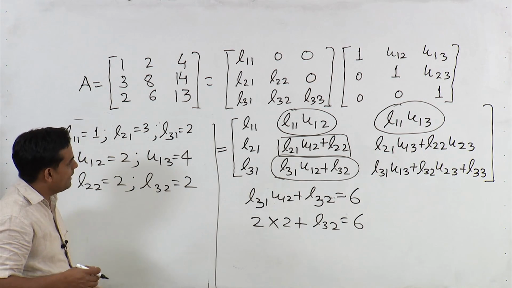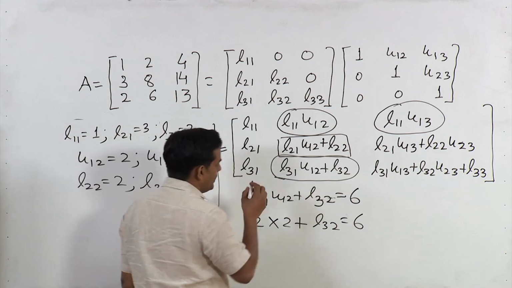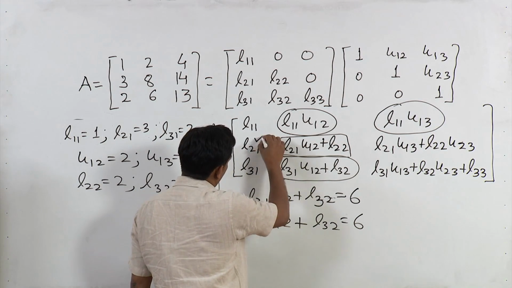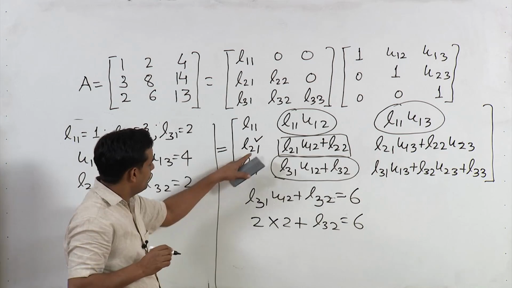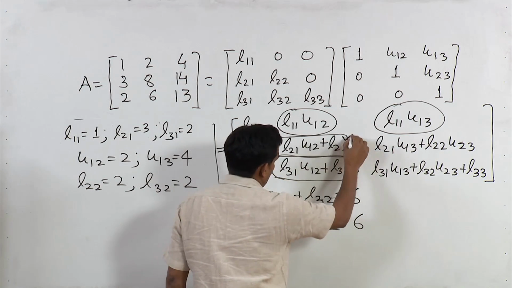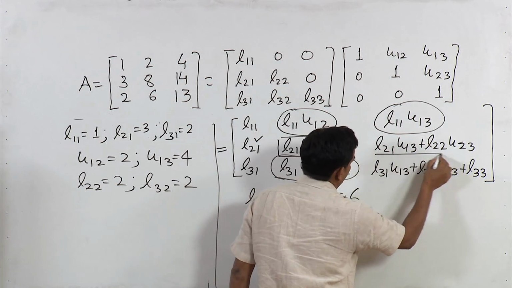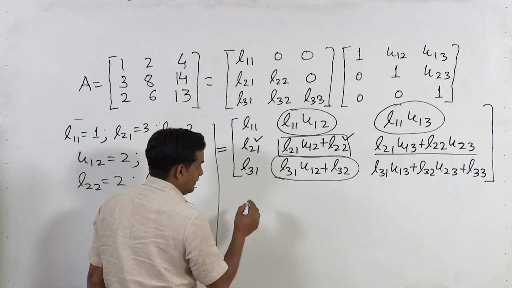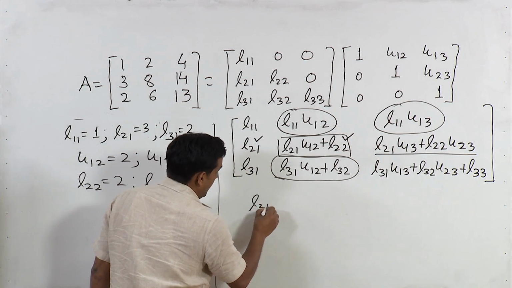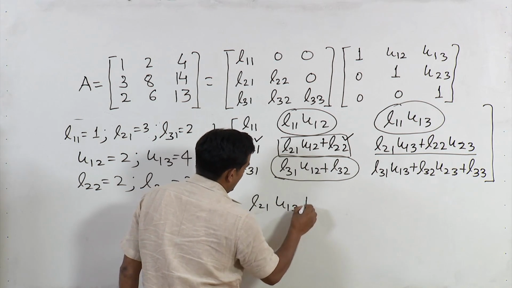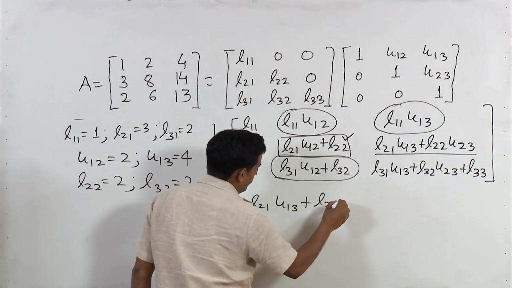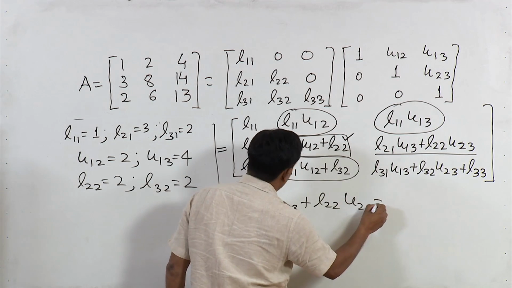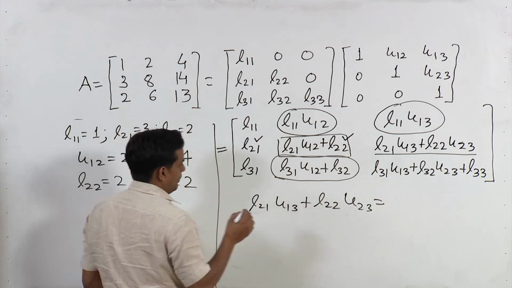Now I will compare the second row. From the second row, these elements I have already taken in the comparison. So now I will go for this element. When I compare this element, it is L21 into U13 plus L22 U23, and from here it is 14.